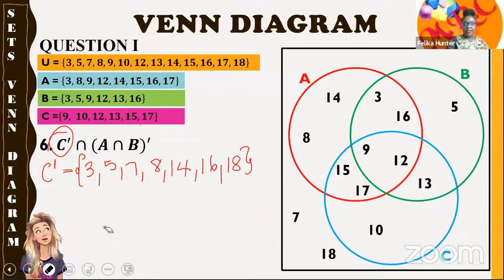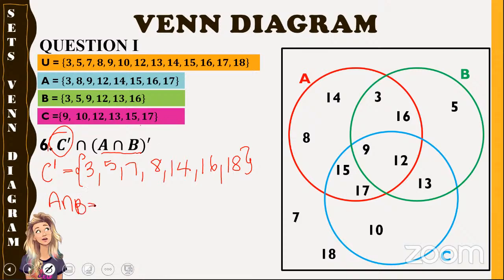So we're going to continue now. The first part was for us to find C complement, right? So we found C complement. The next thing is to work out what's inside the bracket, which says A intersect B. That is what is in A and also in B, right? Rihanna, tell me what is A intersect B?